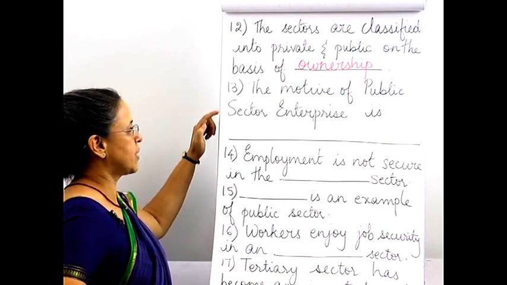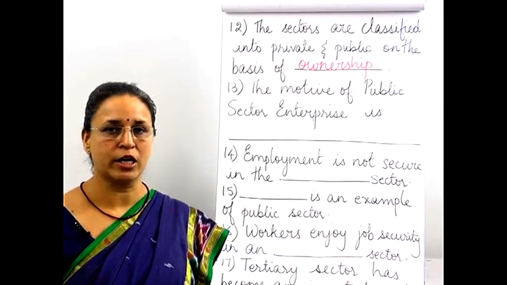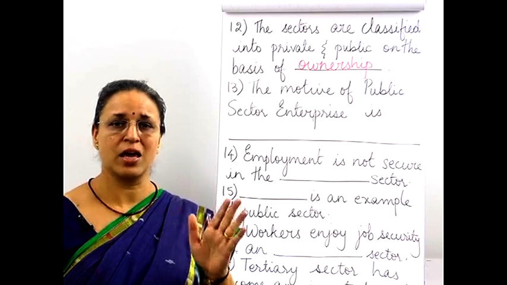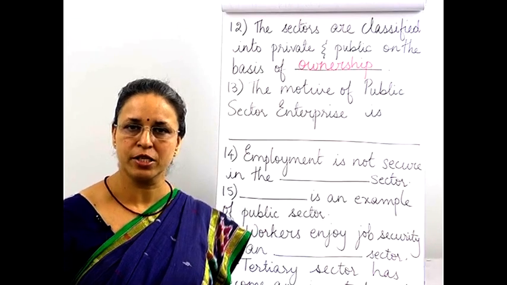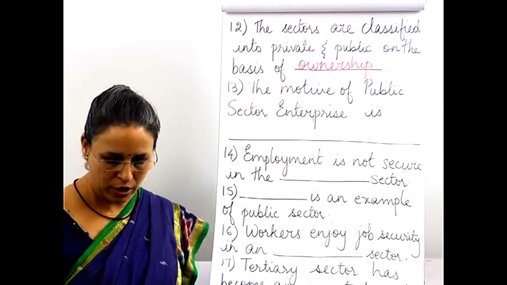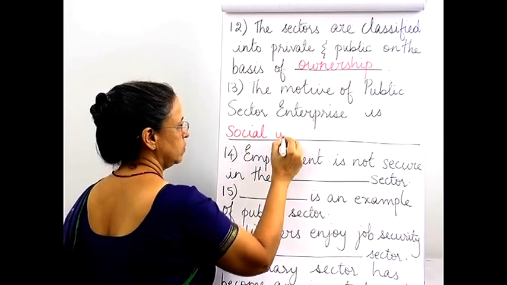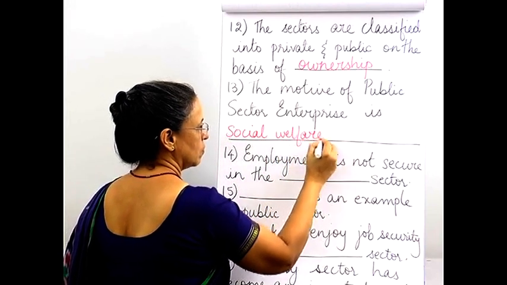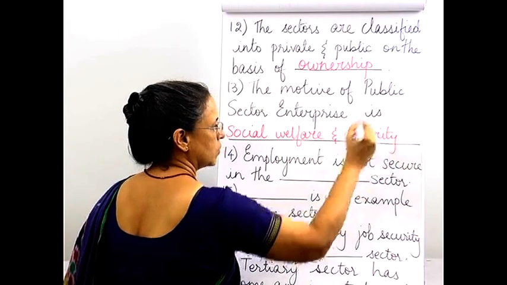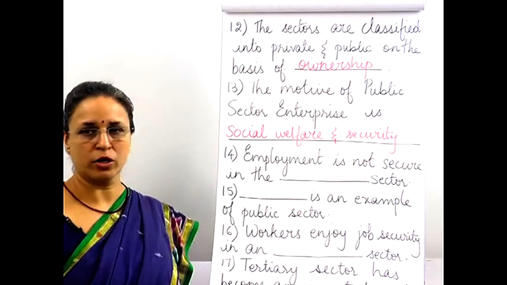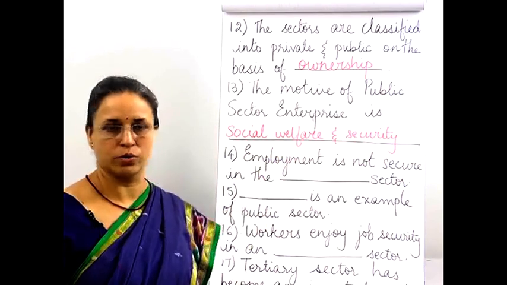The motive of public sector enterprise is, now, unlike private sector, where the private person will naturally have the motive, means what is his aim or what is his goal, it will be mainly profit. Unlike that, the government sector or the public sector mainly looks at social welfare and security. So when it is a private sector, they will fill their own pocket, but when it is the government, they look to see that people's welfare is served.